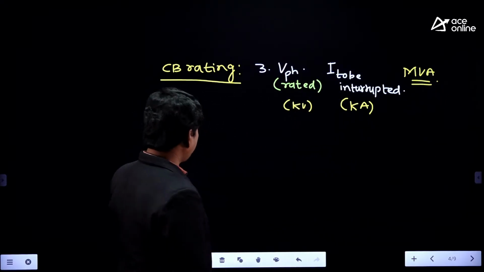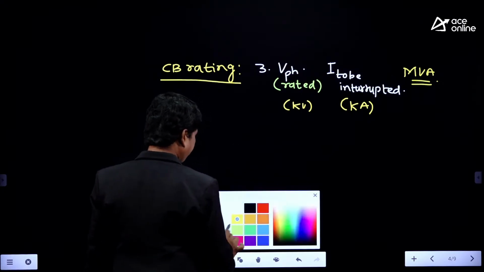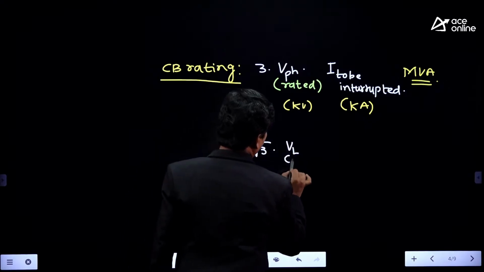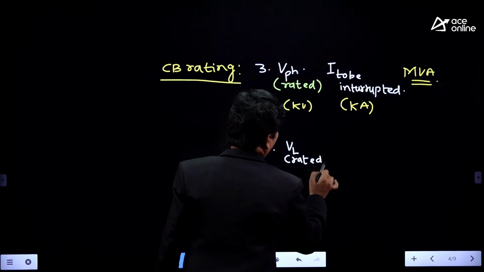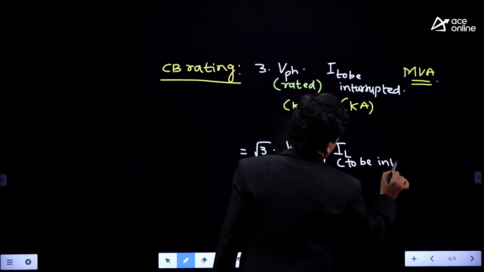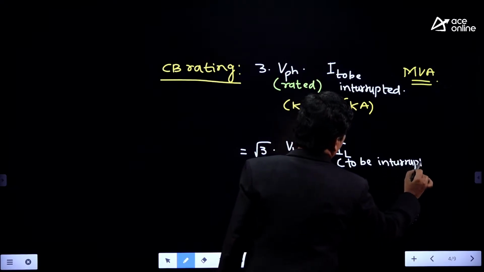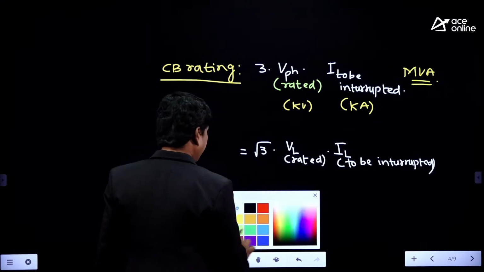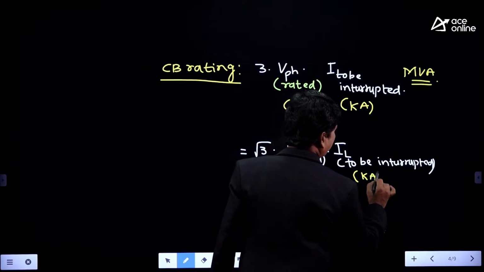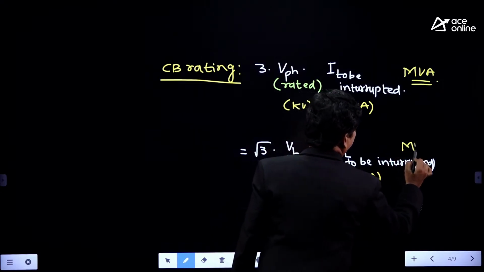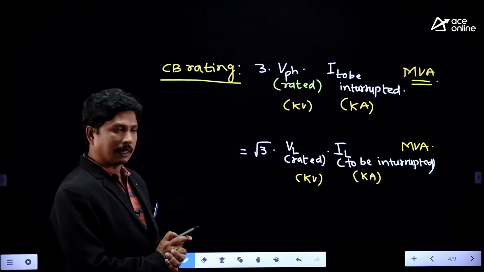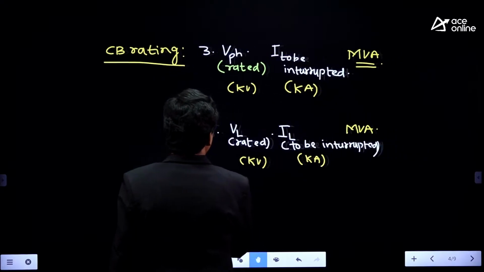Clear? Sometimes the same rating they will give as in line quantities. So it will be √3 times V line rated and I line to be interrupted. Again, this will be in kilovolts and this will be in kiloamperes, so that the rating should be in MVA. So these are the two things that you have to concentrate here, students. Right?